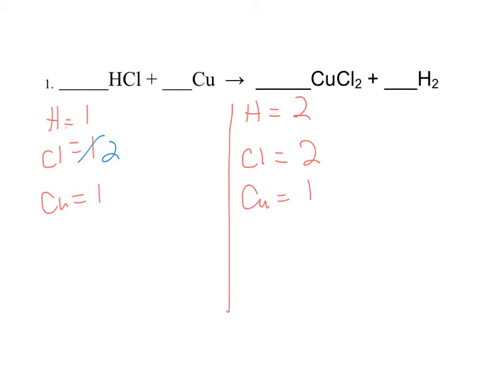When I change this Cl to a 2, since whatever I do up here, I got to move it up to this location. So I'm going to write a 2 right there. Now, what did that do to my H? It made my H a 2 now. So I'm going to have to change that to a 2. And when I change that to a 2, guess what? It is now balanced with my H over here. So therefore, my equation is now balanced.